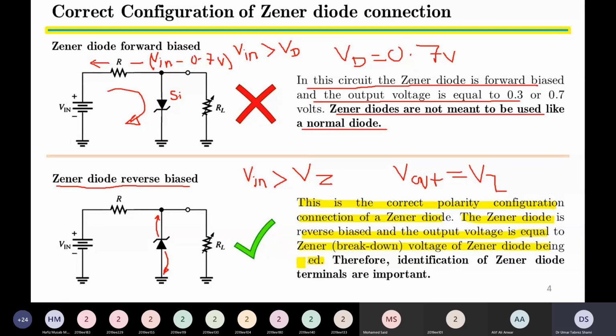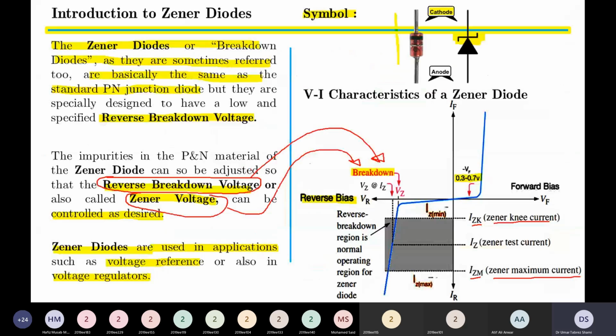Sir, what are the IV characteristics of Zener diode? Well, this is what I had shown in an earlier slide. These are the VI characteristics of the Zener diode. Sir, can you explain it a little bit more?